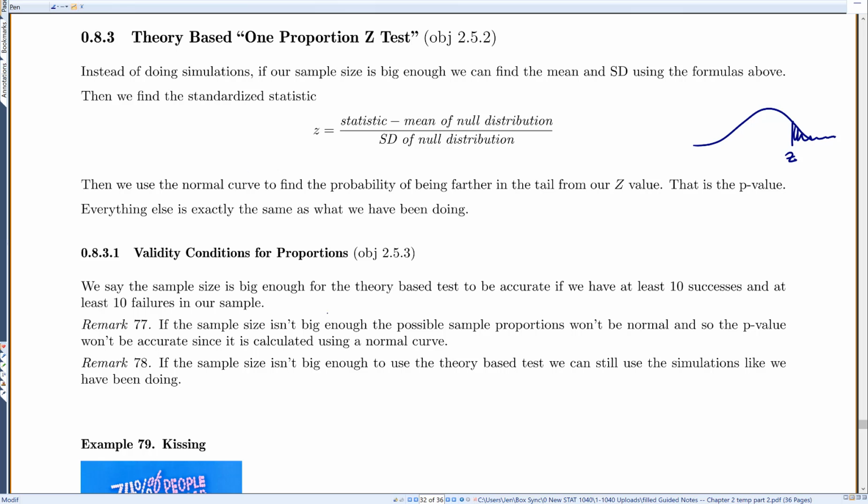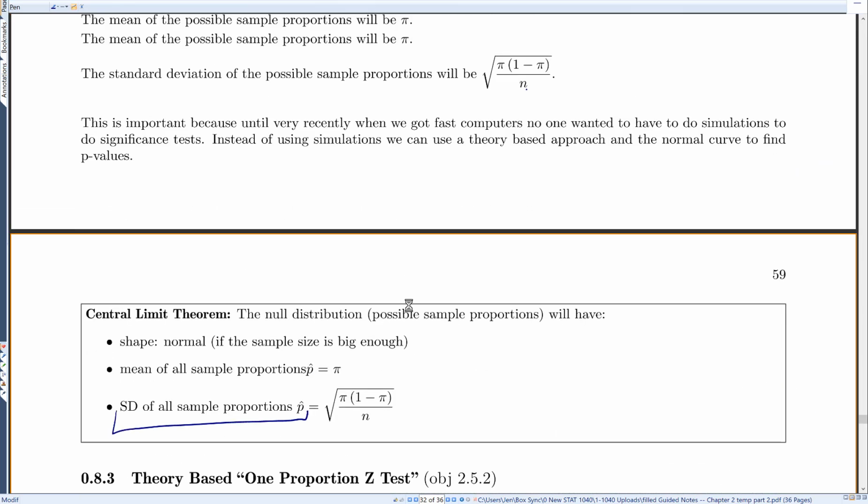You do need to make sure your sample size is big enough. We'll say our sample size is big enough to use the theory-based test if we have at least 10 successes and at least 10 failures in our sample. If the sample size isn't big enough, then the possible sample proportions won't be normal, and so the p-value won't be very accurate because it's calculated using a normal curve. We're not going to learn how to calculate that, but it doesn't need to be normal to use it. If the sample size isn't big enough to use the theory-based test, we can still use the simulations like we've been doing.